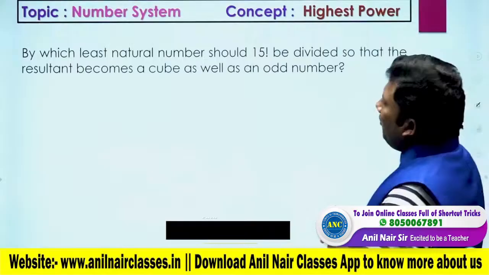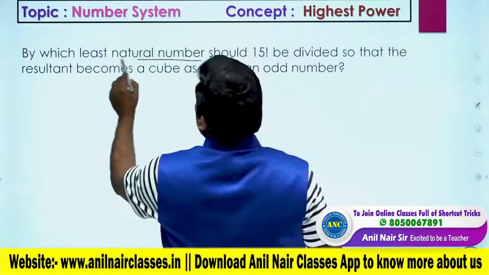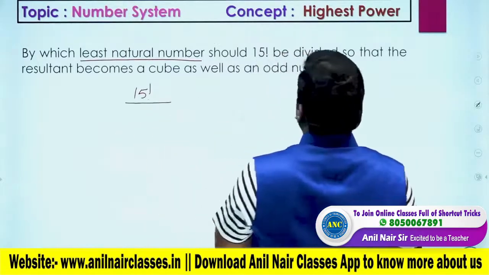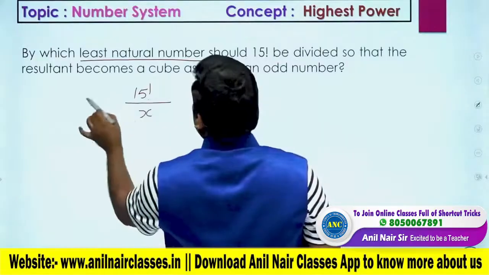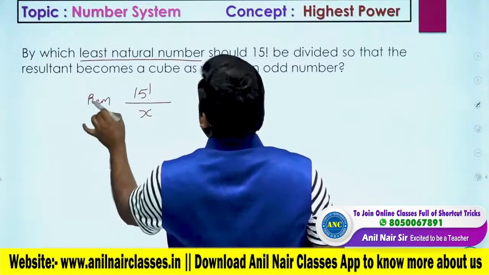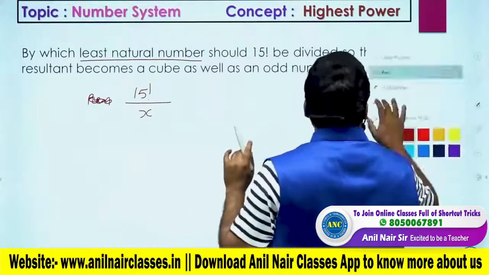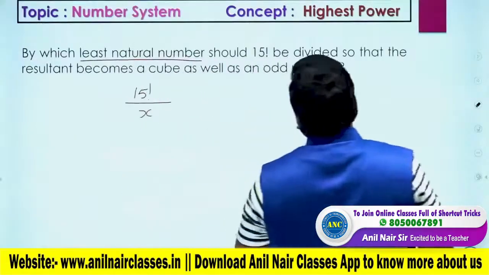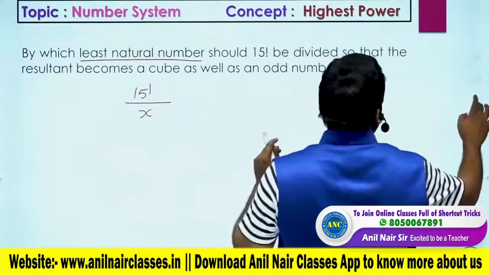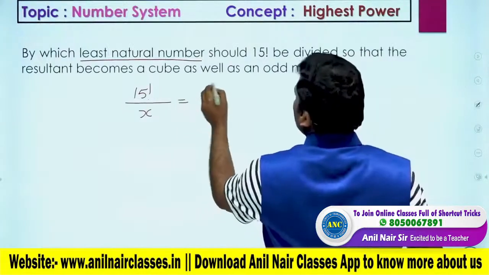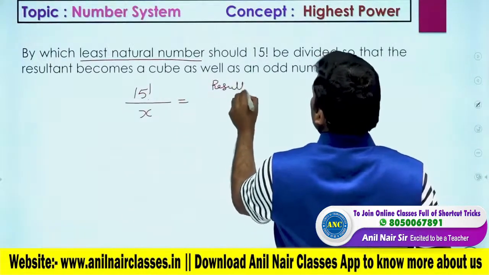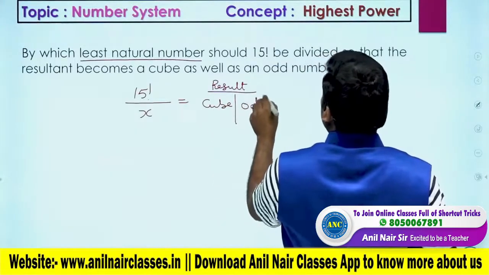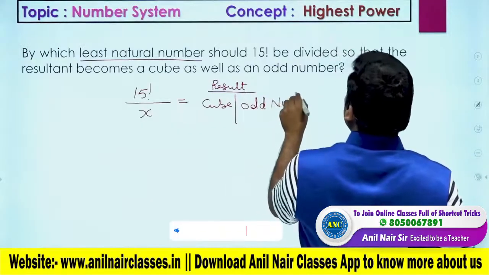Next question. By which least natural number, smallest natural, should 15 factorial be divided? It is not the remainder, so I will erase it. 15 factorial should be divided by which number such that the resultant is a cube as well as an odd number?